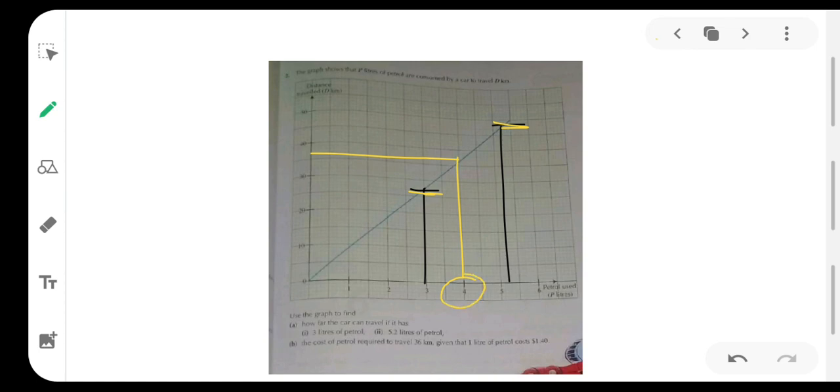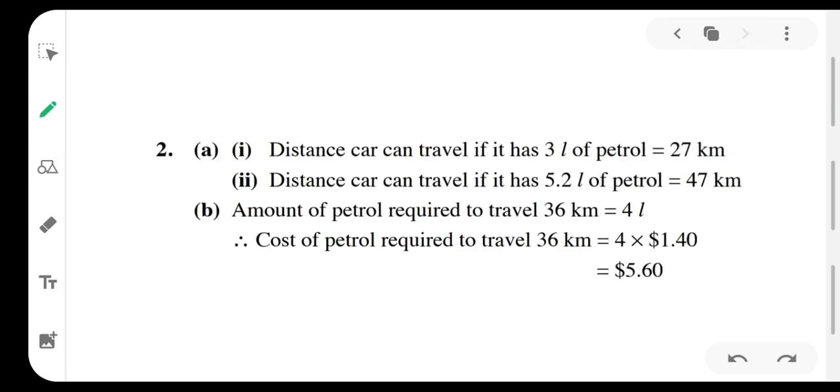Now they are saying that 1 liter of petrol costs $1.40. So how much will the cost be if we have 4 liters of petrol? What will we do? We will multiply 4 by $1.40 to find the cost of the petrol required to travel 36 km. In this way, our question will end.